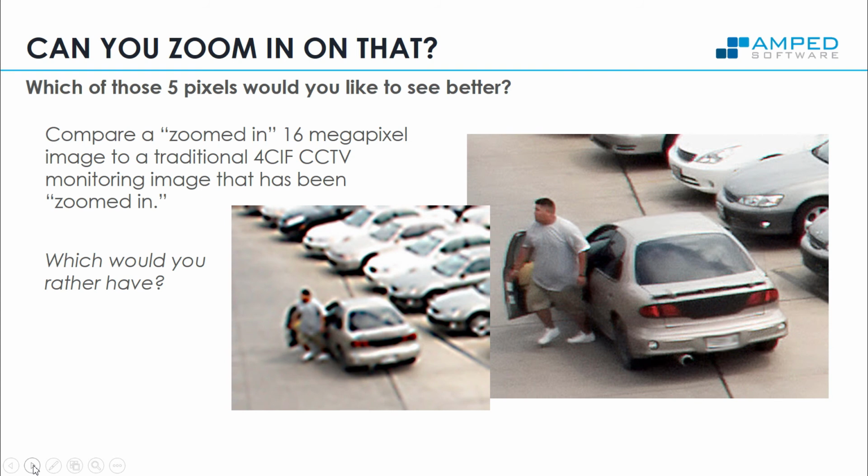Right, now we're going to compare that 16 megapixel image to a traditional 4SIF CCTV monitoring image that's been zoomed in, that same exercise that we've done. And which would you rather have? Right, in one hand, on the right, you can see somebody that is absolutely human, and you can see a car that you would have a very easy chance of doing at least a class level identification, right? A Pontiac Grand Prix, etc. Not necessarily an individual without the license plate, but you'd be able to tell what kind of car it is. And then on the left, you have the 4SIF CCTV image, where it's just blobs of stuff, right? Not very helpful for investigators.